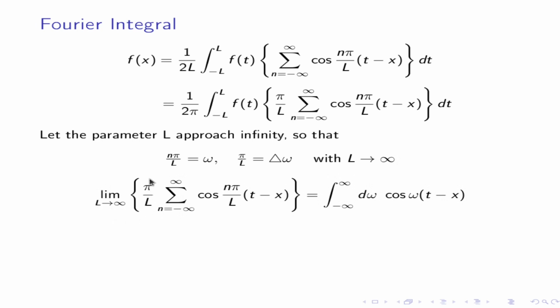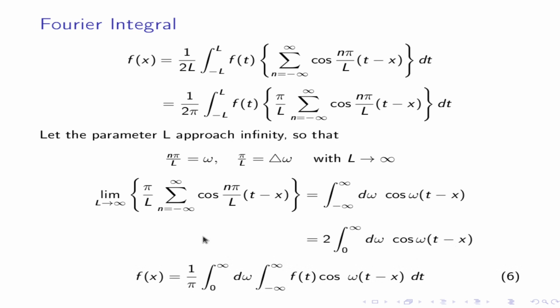As L tends to infinity, π/L times the summation over n from minus infinity to infinity of cos(nπ/L (t − x)) goes to an integration, and π/L goes to dω. That equals the integral from minus infinity to infinity of dω cos(ω(t − x)). This is an even function, therefore it is 2 times the integral from 0 to infinity of dω cos ω(t − x). Therefore f(x) is 1/π times the integral from 0 to infinity dω times the integral from minus infinity to infinity of f(t) cos ω(t − x) dt. This is the Fourier integral.